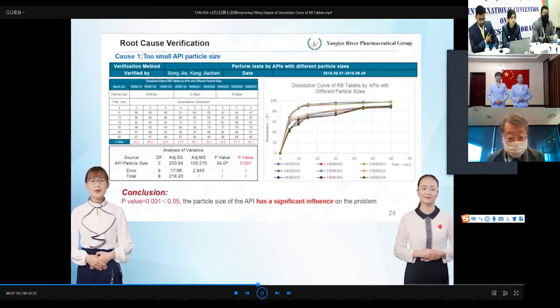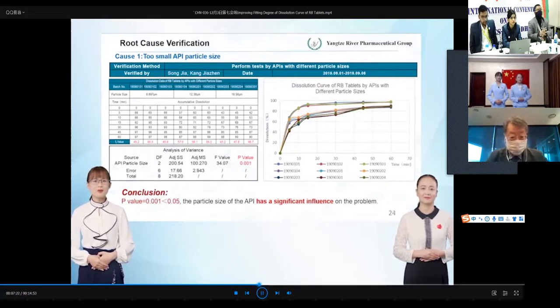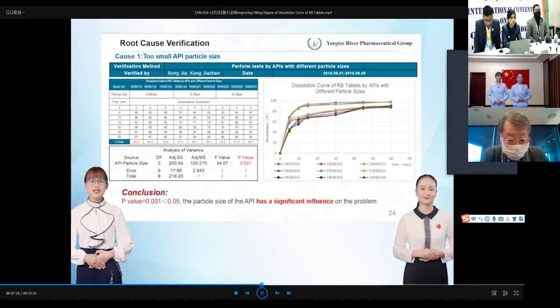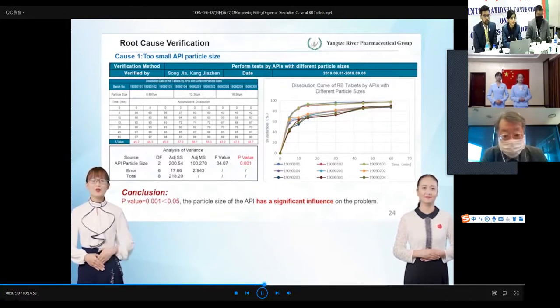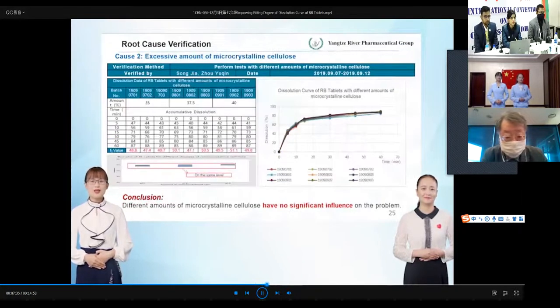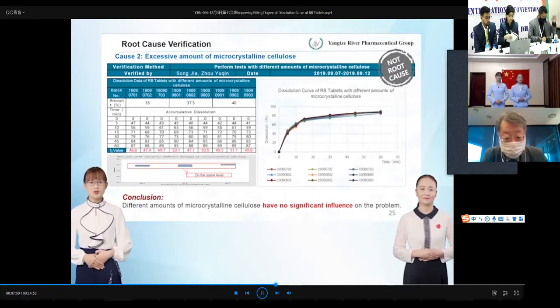Cause 1, too small API particle size. We made comparative tests after applying the API with different particle size. The results show that particle size has significant influence on the problem. This is a root cause. Cause 2, excessive amount of microcrystalline cellulose. We made comparative tests by different amount of this material. The results show that the different amount of this material had no significant influence on the problem. This is not a root cause.